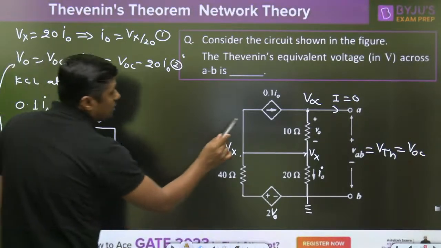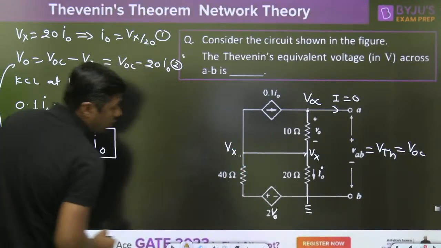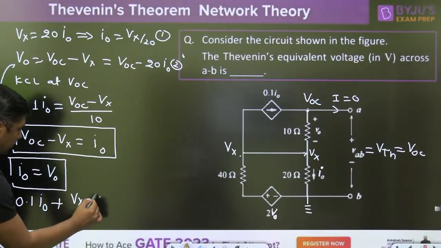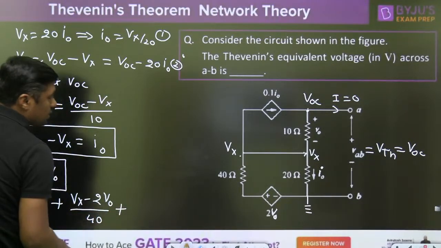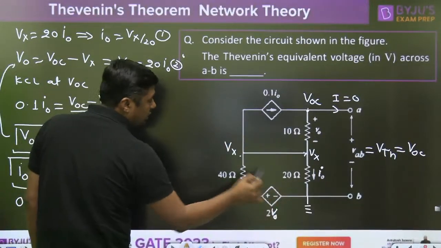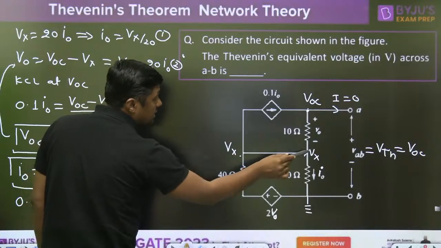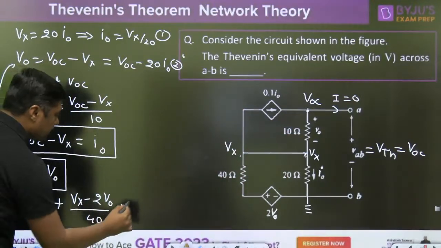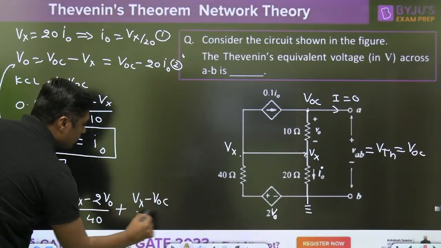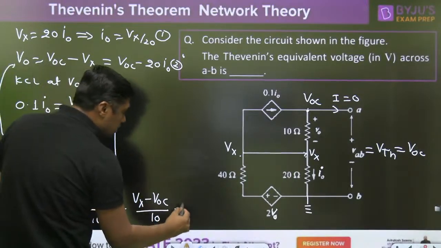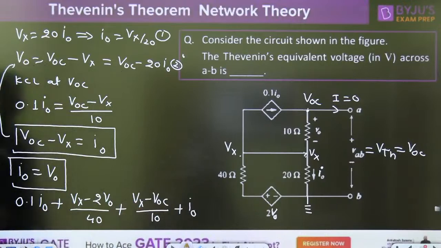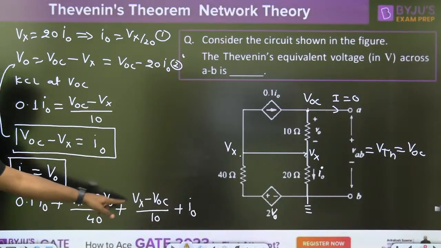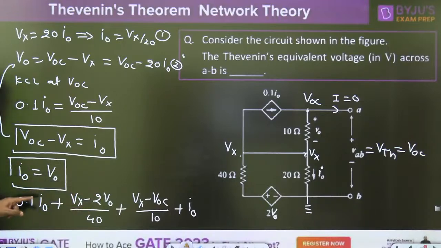Plus Vx minus 2 V naught upon 40, this is the outgoing current, plus Vx minus VOC upon 10, plus Vx upon 20, that is nothing but I naught. What is VOC minus Vx? VOC minus Vx is equal to I naught. You can replace this, you can replace this, and you are going to find the value of this.